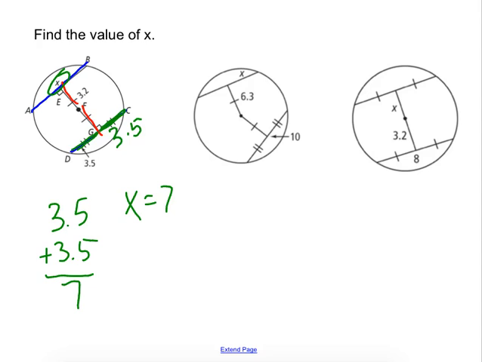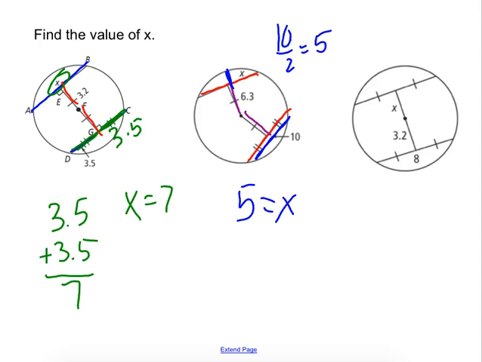Okay, now let's try another one. Again, we have a chord here and a chord here. They're telling us that they are equidistant away from the center. And then they're telling us that this chord here is 10, and x is just representing half of it, so what's half of 10? 5. So x equals 5, right? 10 over 2 is just 5.